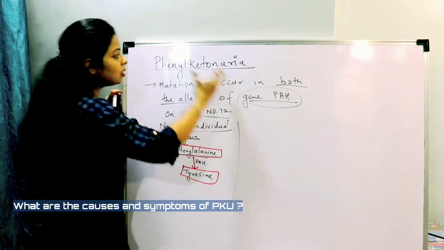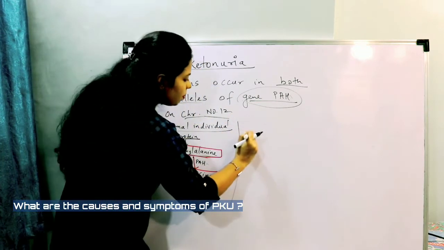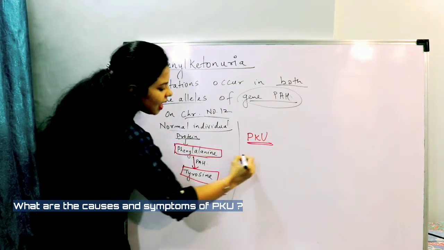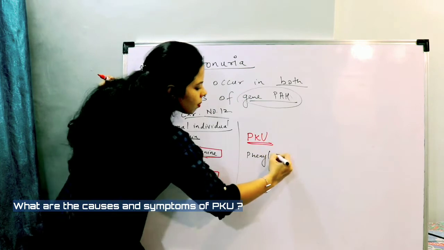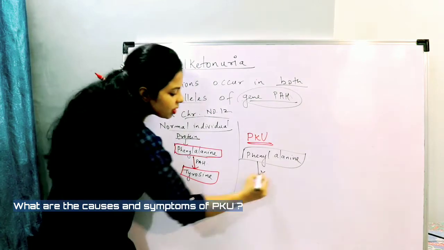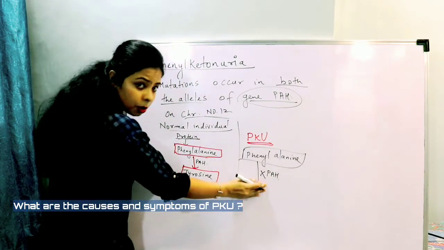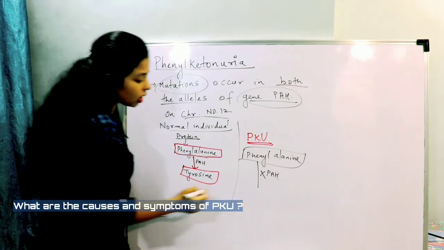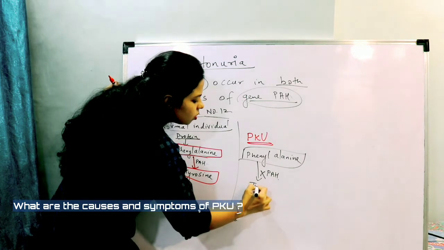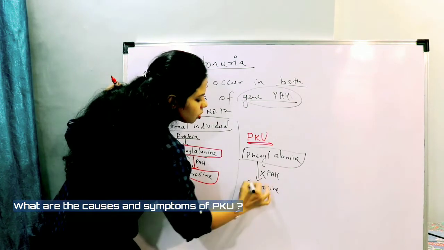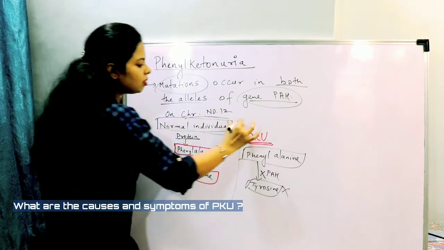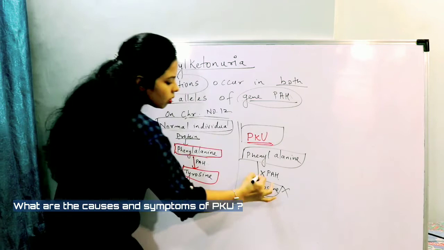Now what happens in this disease condition? So in PKU, this phenylalanine is not converted, because phenylalanine hydroxylase is not produced because of this mutation. So phenylalanine hydroxylase is not there, therefore there is no conversion into tyrosine. Therefore tyrosine is also not formed. Is it clear? So in a normal individual and in PKU the difference is clear. So this is not produced.